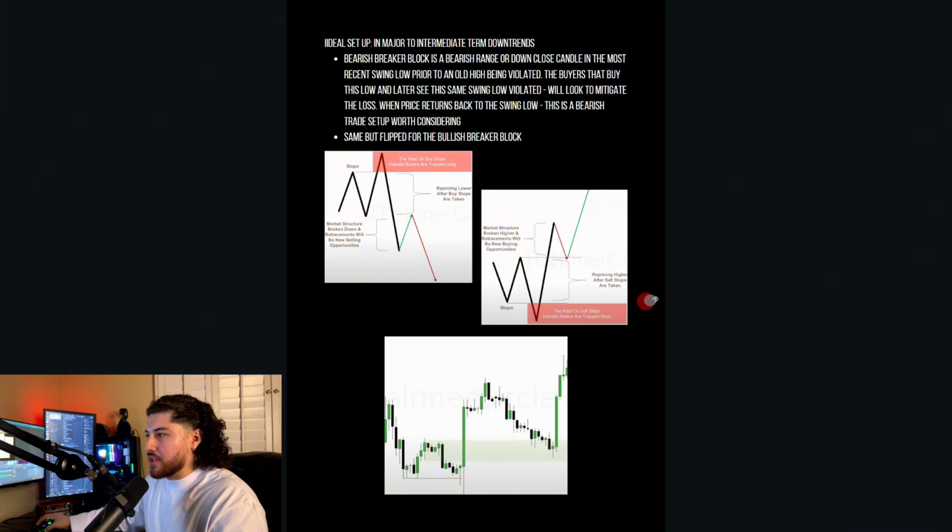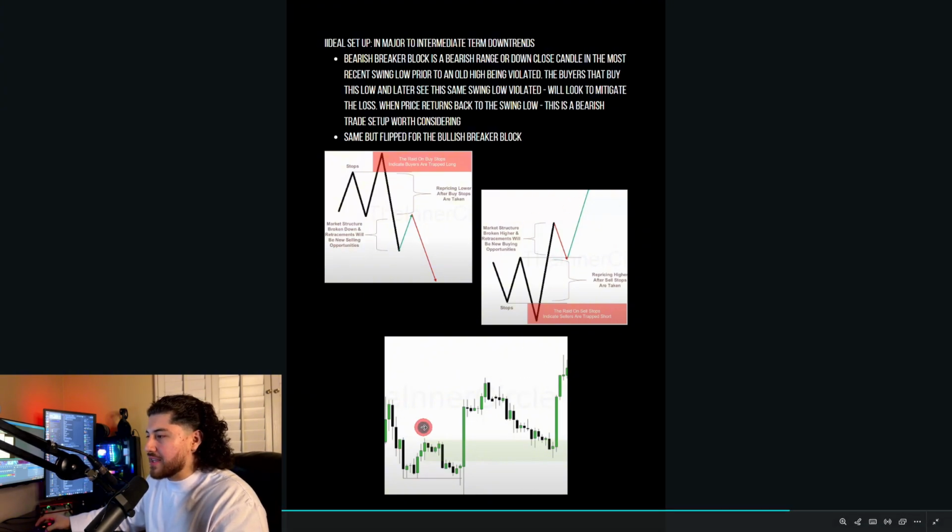Same thing but flipped for the bullish scenario. Price is pushing on lower. We have a raid on stops. Reprices higher. Makes a new swing high. We anticipate price to pull on lower, give us a retracement, and then take a long off the breaker block and anticipate price to push on higher. And then down here, we just have a real life example of a bullish breaker block in play.